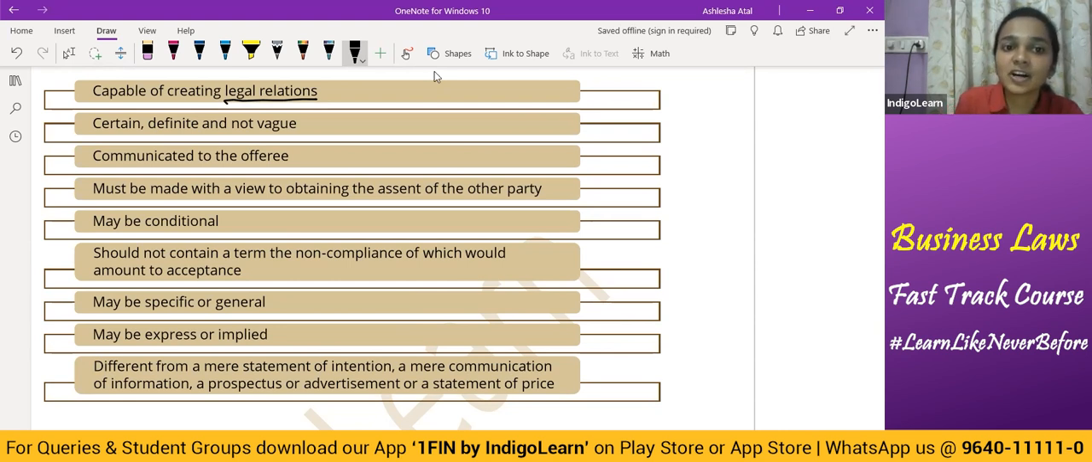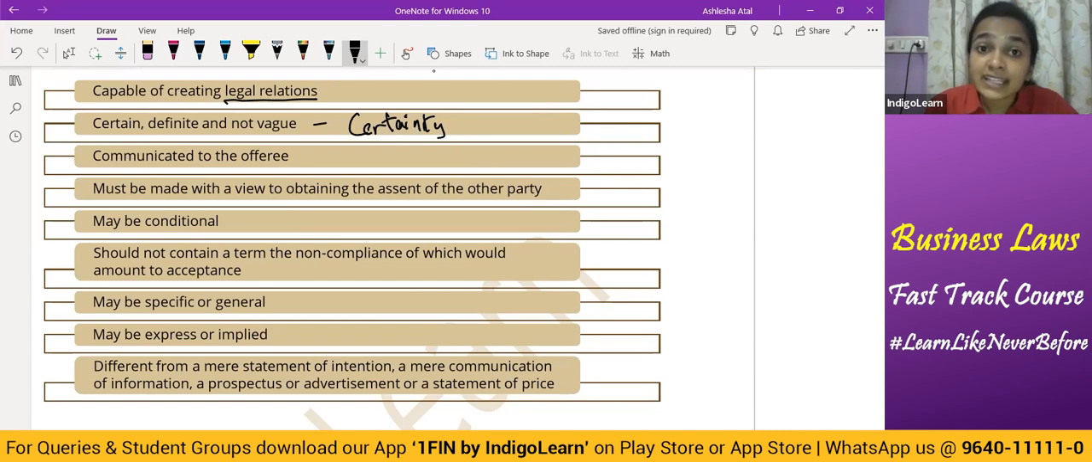The second term is again about certainty. Like a contract has to be certain, similarly, the terms of the offer should also be certain, definite, and not vague. The words used in the offer should be very clear, and there should not be any vague terms used in the offer.